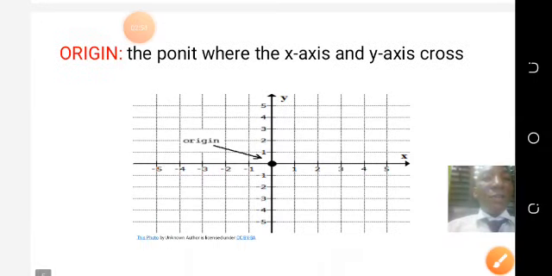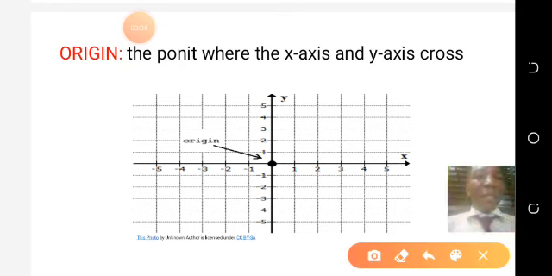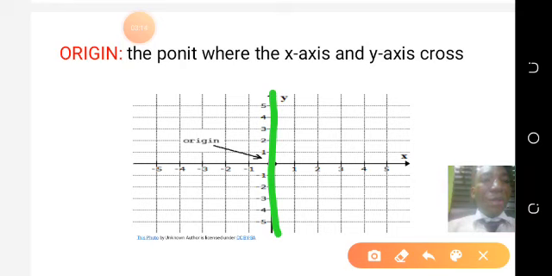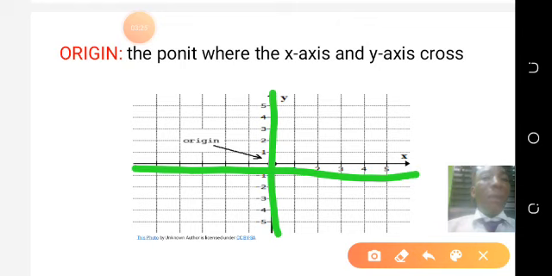What do we now call the origin? The origin is the point where the x-axis and the y-axis cross. Then what do you mean by the origin now? That is a point where the x-axis and the y-axis cross. They both cross at this point, and that point where they cross is what we call the origin.